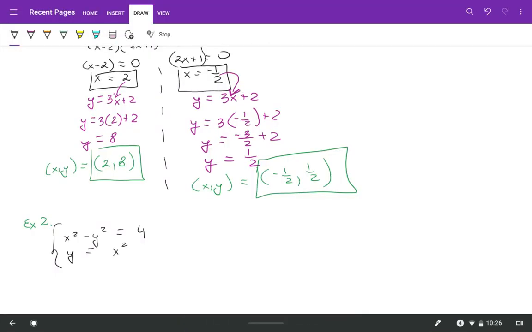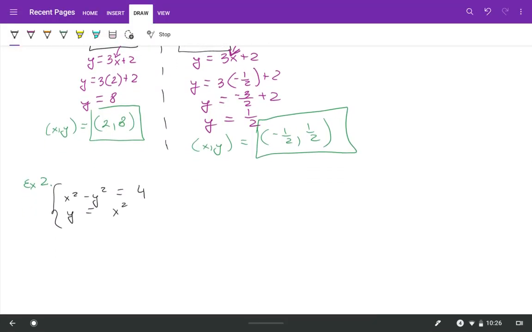Okay, so here I want to show you how to use the elimination method. However, substitution will work perfectly, but let's just use the elimination method. So we have equation 1, a hyperbola, and equation 2, a parabola. The first equation, x squared minus y squared equals 4. The second equation, I will rearrange a little bit.